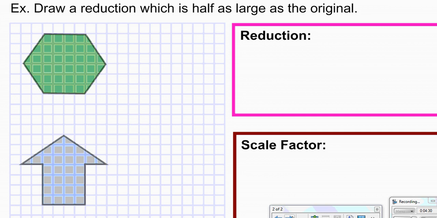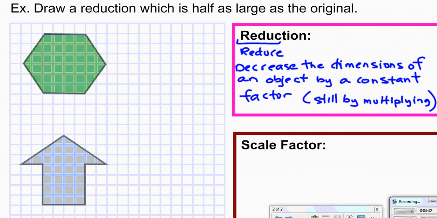Okay, so the next thing we need to do is talk about reductions. And so again, you have boxes with words in them. So take a minute to figure out how you can describe those words in your own words. All right, so hopefully you figured out that a reduction is the opposite of an enlargement. You are making a shape smaller, or you are reducing it. And so you are reducing or decreasing the dimensions of an object by a constant factor.